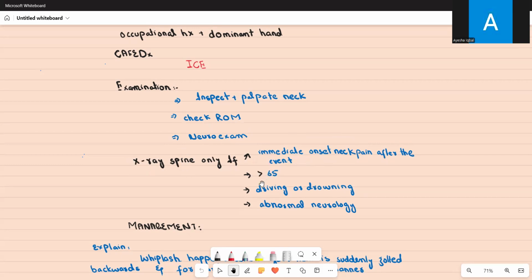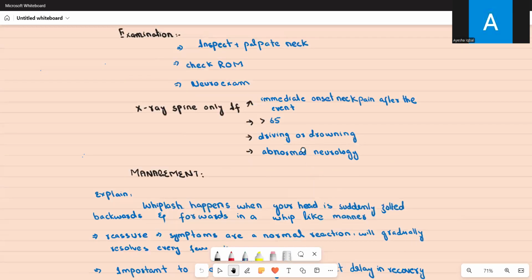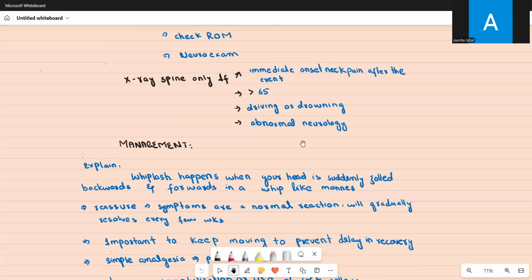And if the patient is older than 65, has a history of spinal disease like ankylosing spondylitis or osteoporosis, if it was a driving or drowning accident, and of course if there is any focal neurological deficit, then you need to do an X-ray of the cervical spine. But if you are not sure whether or not you should go for the X-ray, it would be safer to request an X-ray than to not request any imaging.